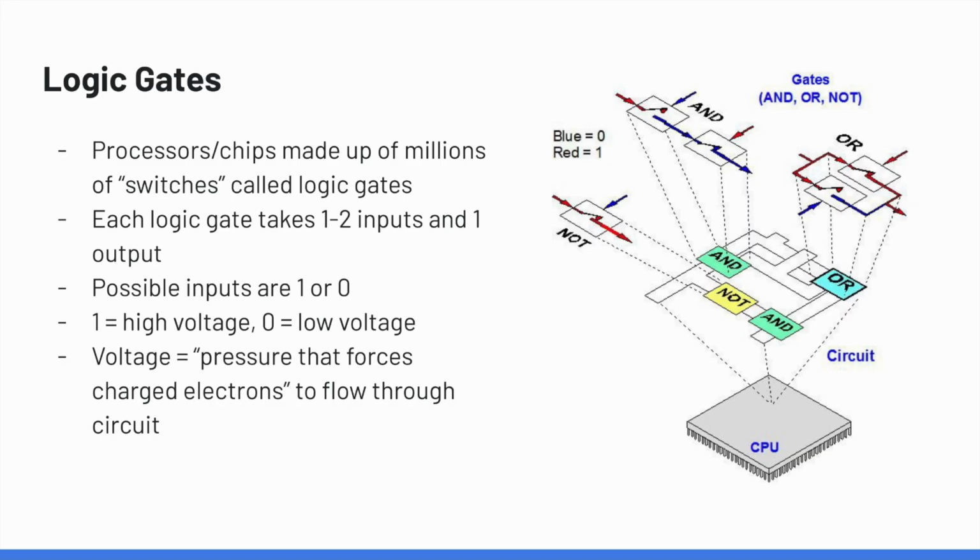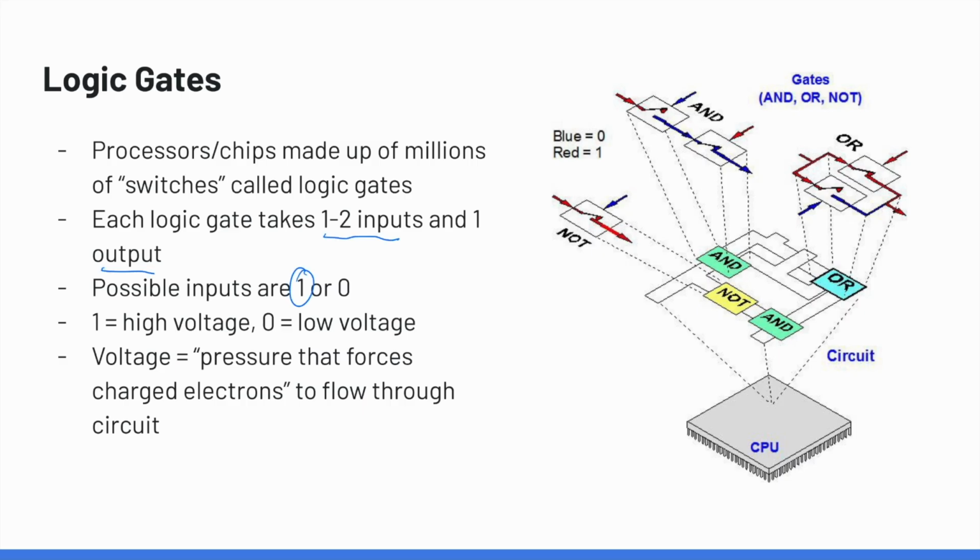Okay, so now that we've covered how binary is used to represent different types of data, we're going to get into the next broad topic that we're going to cover in this video, which is logic gates. Logic gates are essentially switches that lead to different outputs based on their input. Processors and chips are made up of millions of these logic gates, hence the reason why we're going to learn about them.